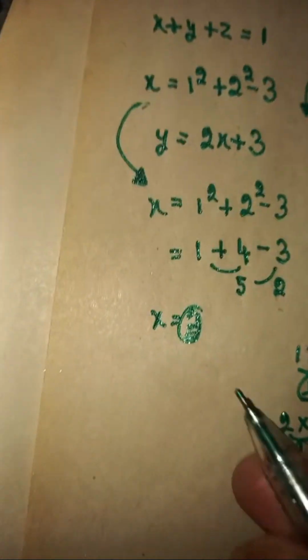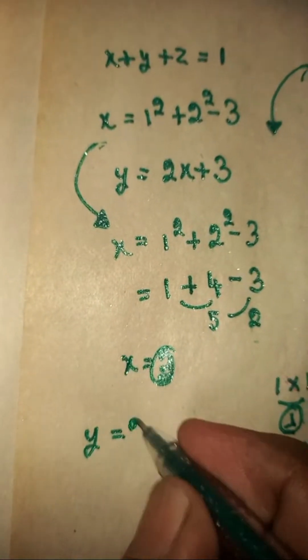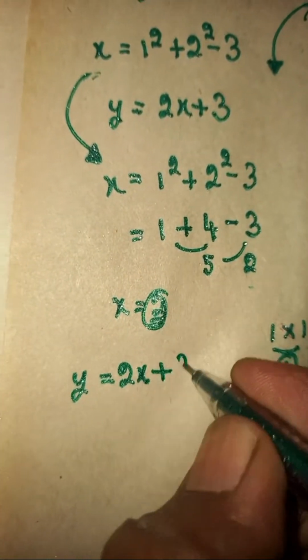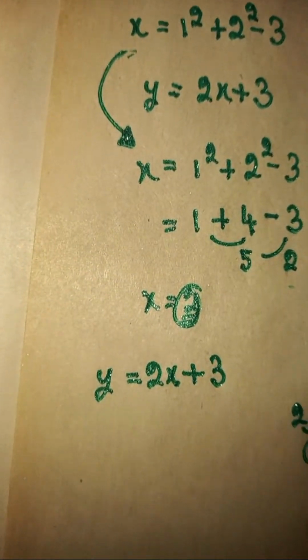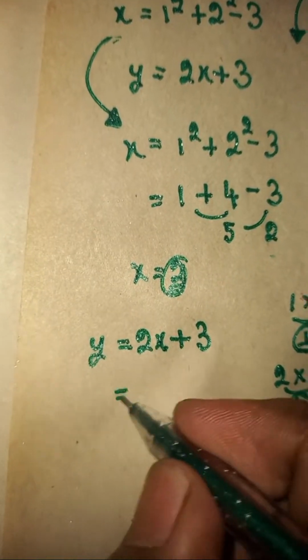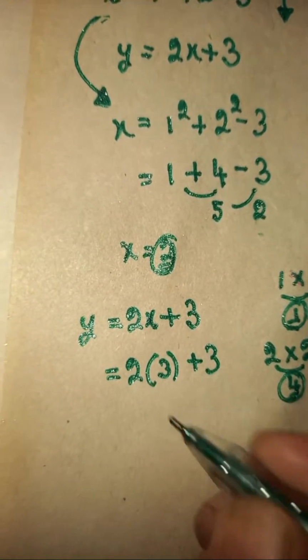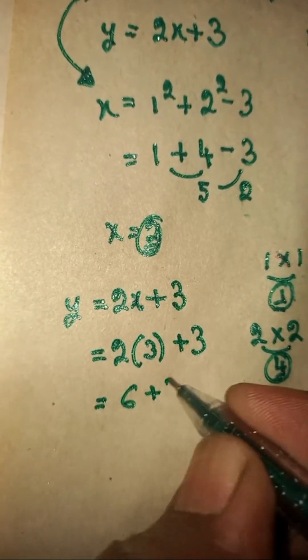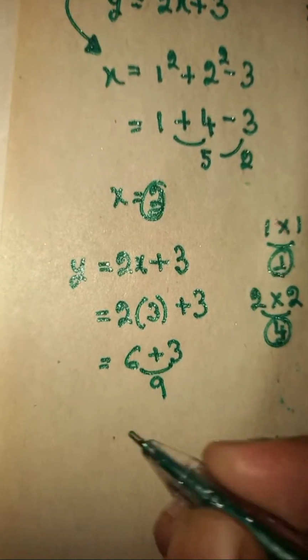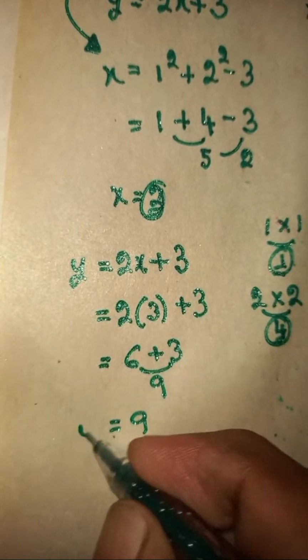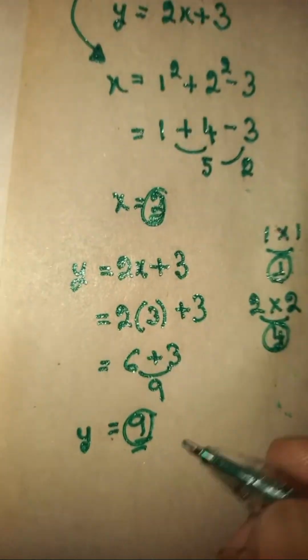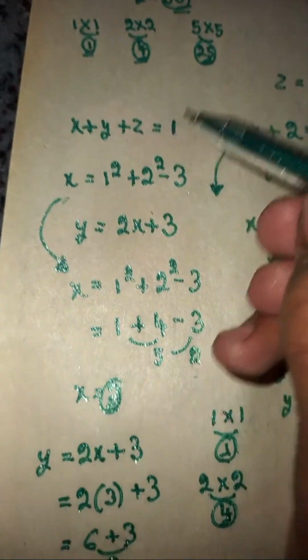Let's find out y value. Y equal to 2x plus 3. They have given x as 3. So you're going to get 2 times of 3 plus 3. 2 times of 3 is 6. 6 plus 3 is 9. So this one is y equal to 9. And now you can find out the value of z.